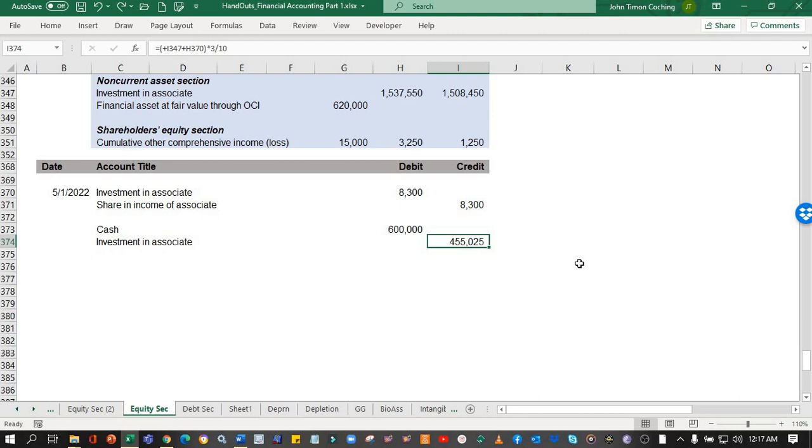And since we collected 600,000, which is more than its carrying value, so meron tayo ngayong gain on sale of investment na 144,975 pesos. Then ngayon, yan yung 30,000 ordinary shares sold.